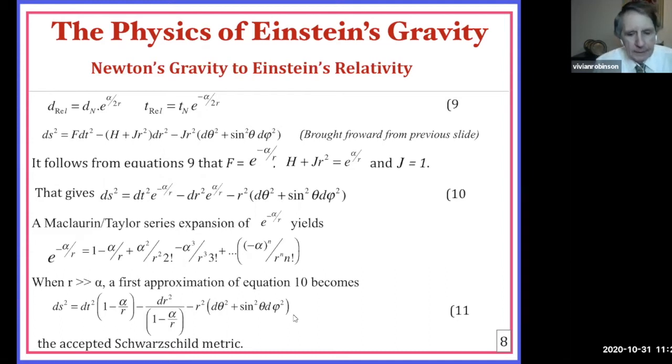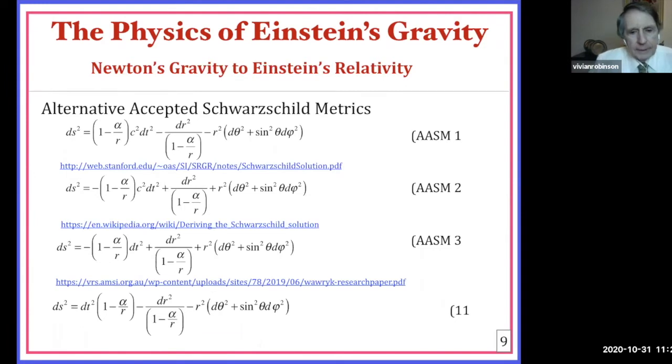In this derivation, equation 11 is shown to be an approximation to equation 10. General relativity experts refer to equation 10, that's this one, as the weak field, and equation 11 as the strong field solution. If only life was that simple.